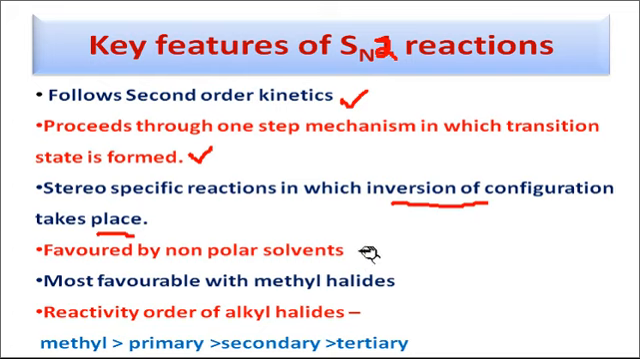These reactions are favored by polar aprotic solvents. The most favorable SN2 reaction is with methyl halides. The reactivity order of the alkyl halides is: methyl halide is most reactive towards the SN2 mechanism, then primary, then secondary, and the tertiary halide is the least reactive towards the SN2 mechanism.